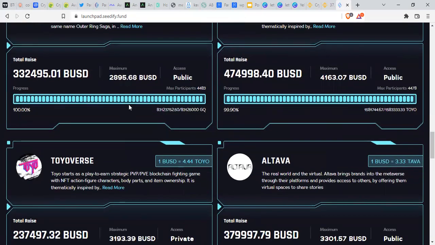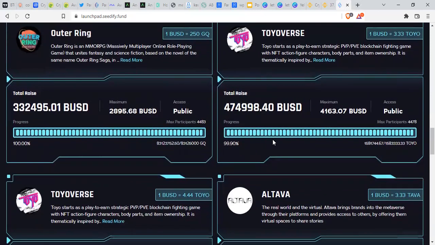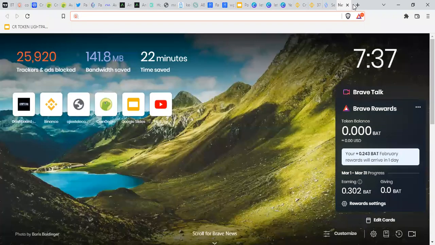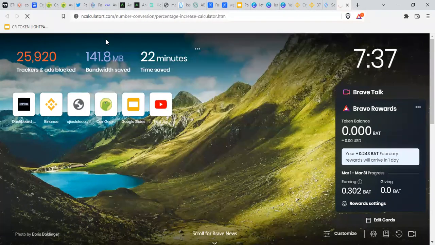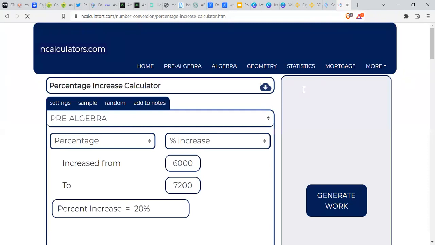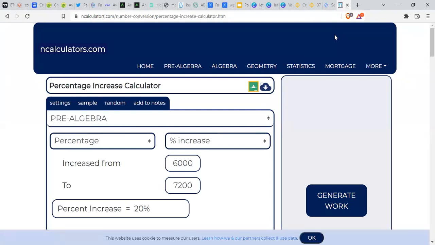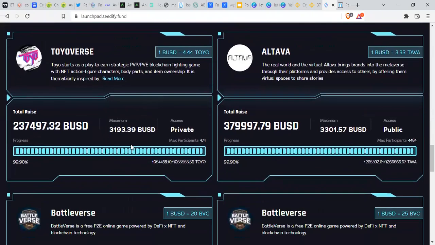I don't know if I can get that on my calculator. Let me see if I can get a calculator on Google. Let's calculate the percentage increase. Okay, we'll get it here. So this is the calculator. We're going to be looking at what just happened here from the seed and private.